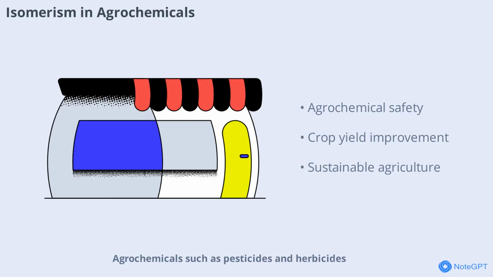Agrochemicals, such as pesticides and herbicides, often exist as isomers with different levels of effectiveness and safety. Selecting the right isomer can improve crop yields while minimizing environmental impact. Regulatory agencies require detailed analysis of isomers to ensure that only the safest and most effective forms are used in agriculture. Isomerism thus plays a key role in sustainable farming.